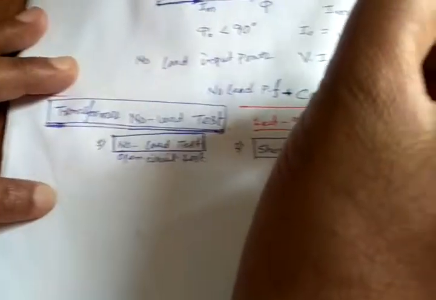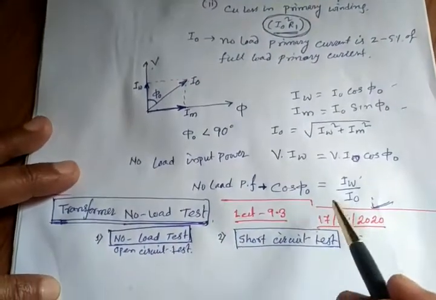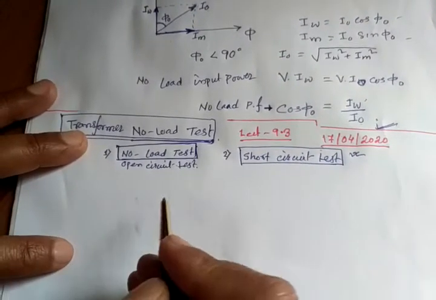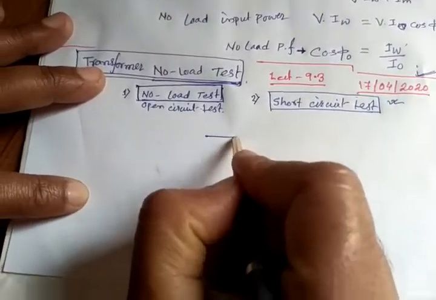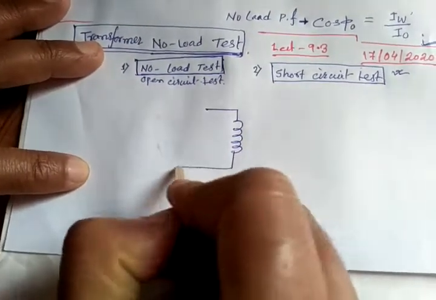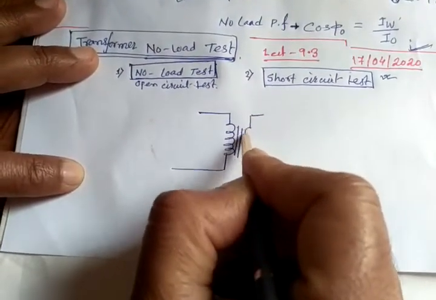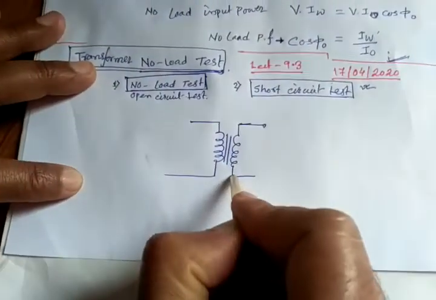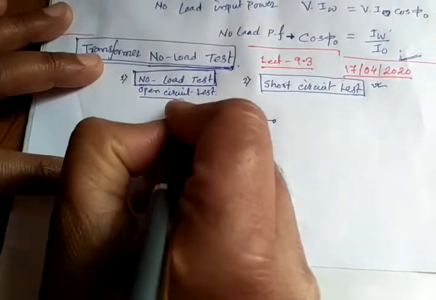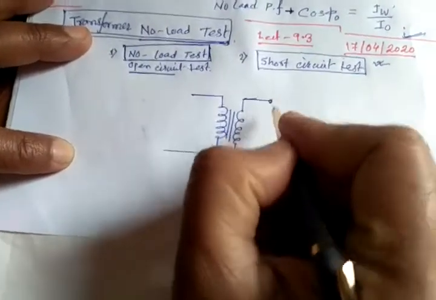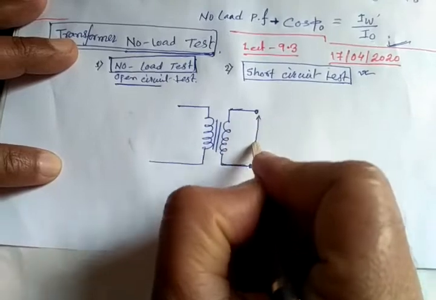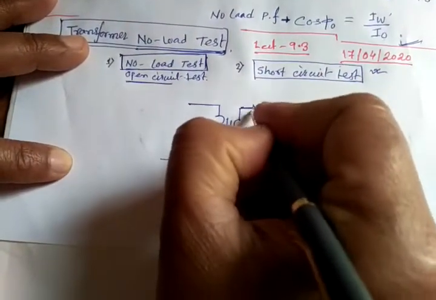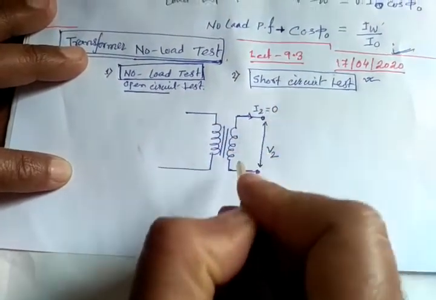Basically the theoretical development is all this, but now we'll see what the circuit diagram will be for performing this test. Suppose this is the transformer, this is the primary side, and this is the secondary side. To perform this no load test or open circuit test, why is it open circuit? Because we keep the secondary open. We do not connect any load there, so the secondary current is zero.